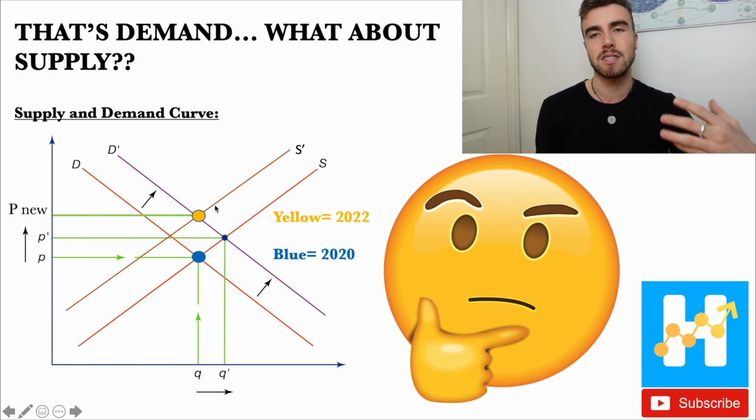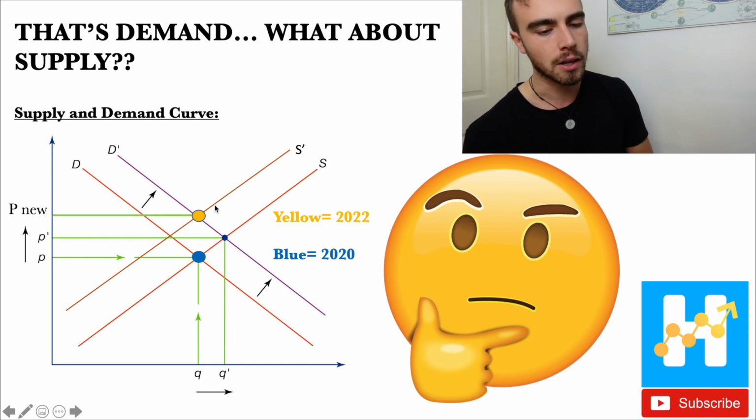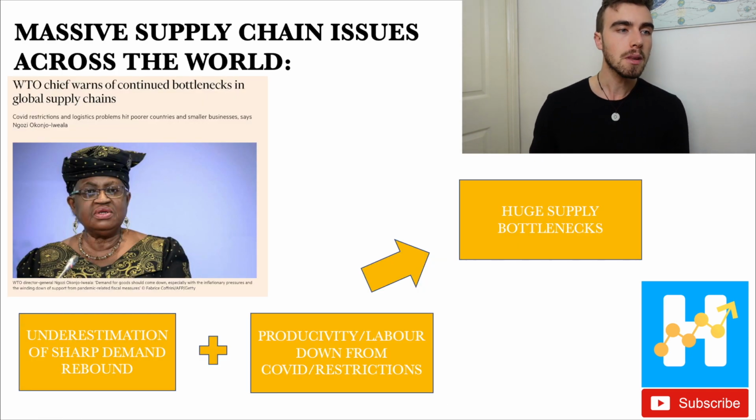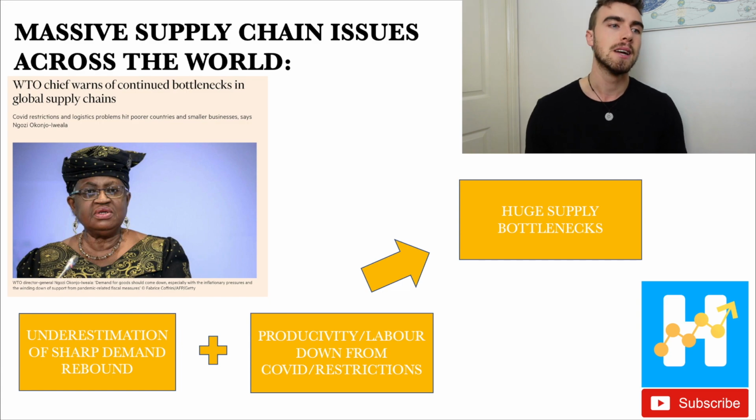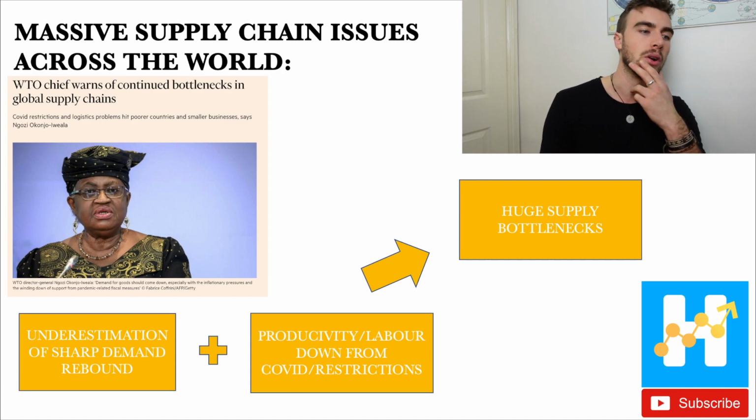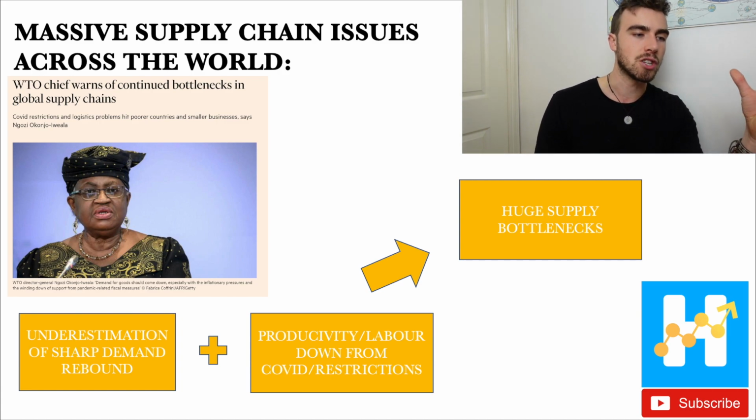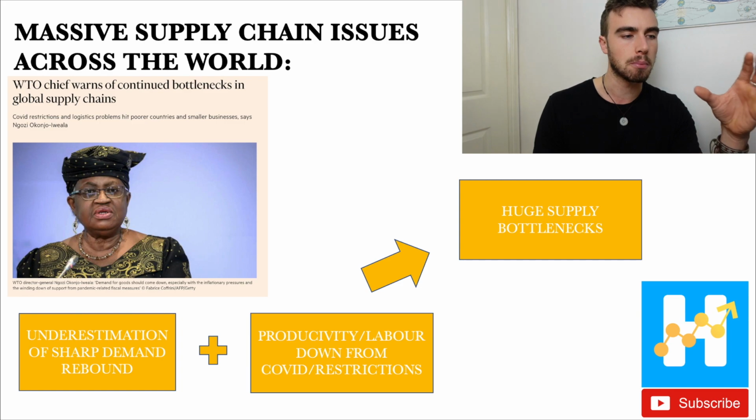And that is causing prices to rise. So we're going to have a quick look at the supply side now, and I'm sure you guys have heard about this. Massive supply chain issues across the world, and in fact the World Trade Organization chief is warning of continued bottlenecks. That was in the news recently. So you've got a few things going on here. You've got the underestimation of sharp demand rebound.